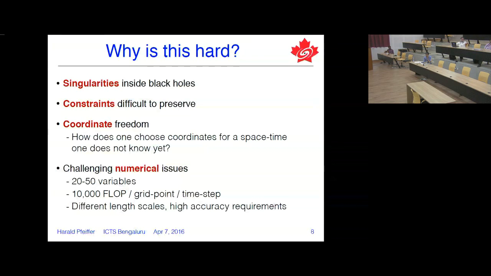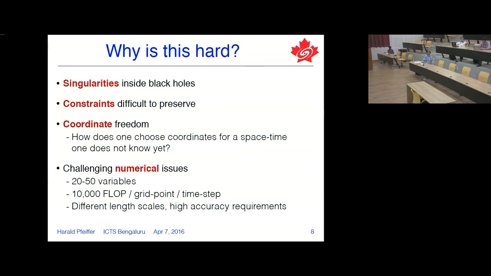And numerics is difficult, about 50 variables, tens of thousands of floating point operations per grid point, different length scales, from small black holes to large wavelengths of the gravitational waves, and quite high accuracy requirements for gravitational wave modeling.